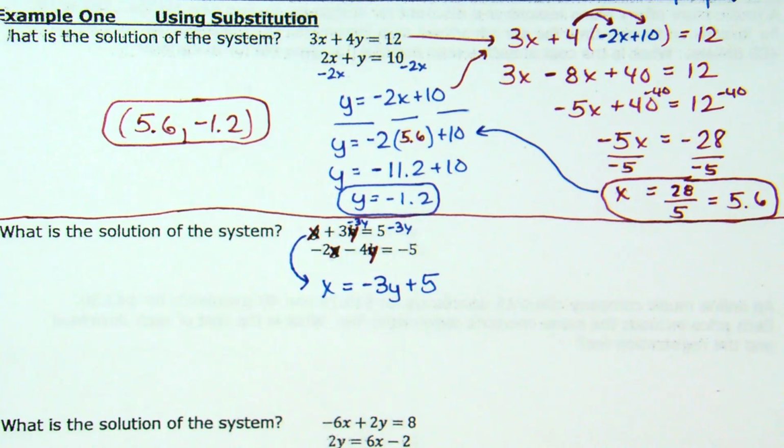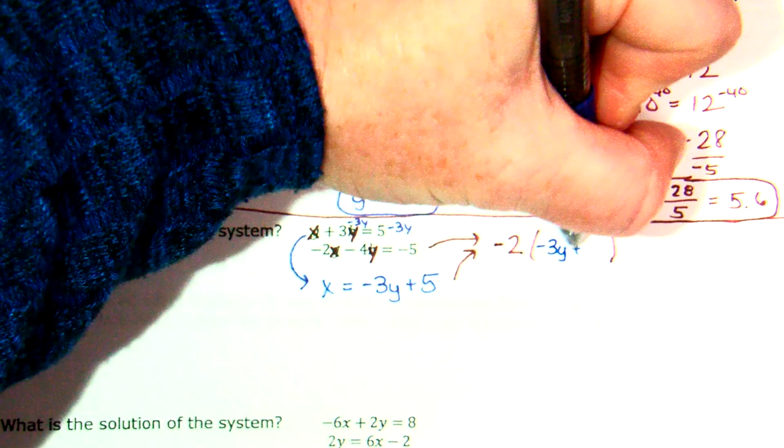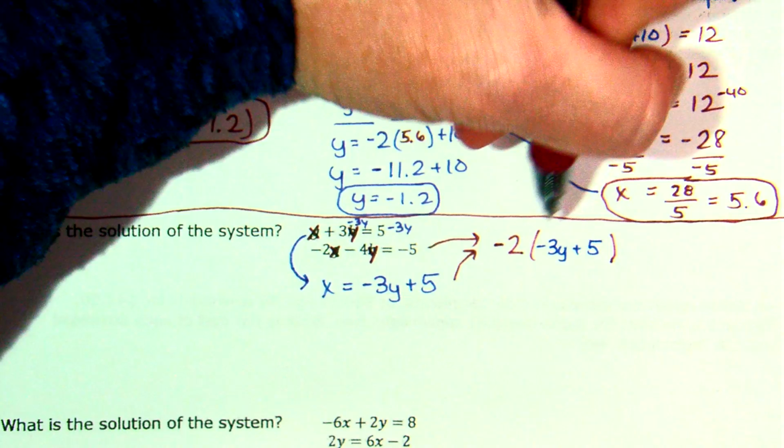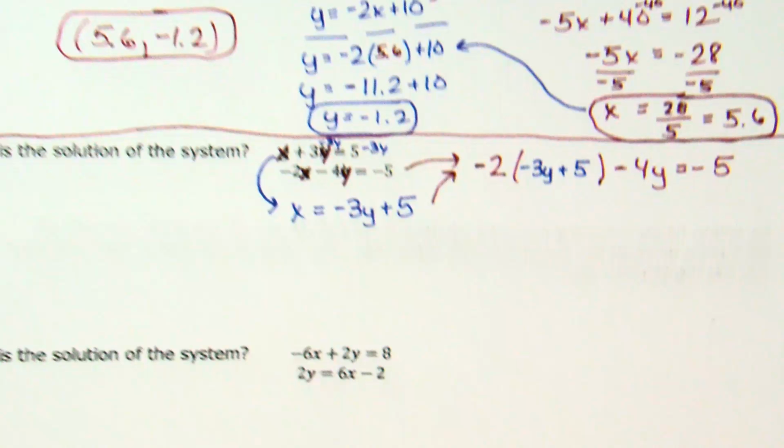Okay, so now what are you doing with that? Plug it in. So my other one is negative 2x minus 4y equals negative 5. So that means negative 2 times negative 3y plus 5 is what I'm going to say. So that's how mine looks. Negative 2 times negative 3y plus 5, then minus 4y equals negative 5.